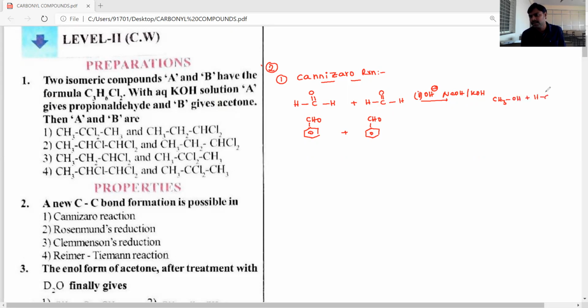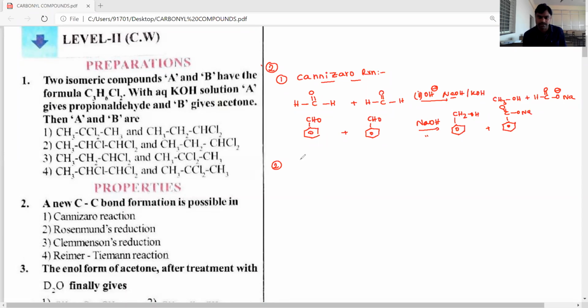CH3OH and HCOO minus. If sodium hydroxide is used, sodium salts of the carboxylic acid will form. In the same way, benzaldehyde in the Cannizzaro reaction gives benzyl alcohol, C6H5CH2OH, and benzoic acid, as sodium or potassium salts of benzoic acid, when treated with NaOH. See here, in the two products there is no carbon-carbon bond. A new carbon-carbon bond is not formed in the Cannizzaro reaction.